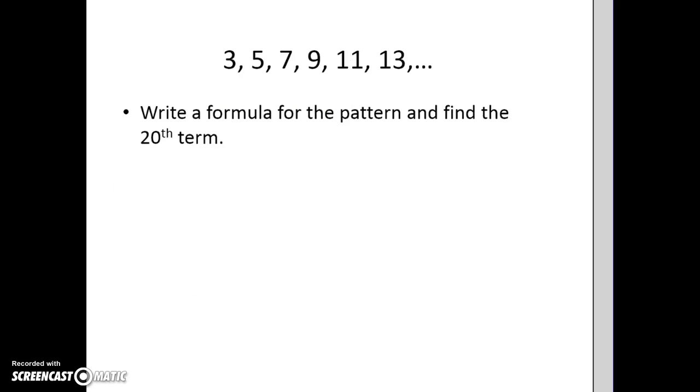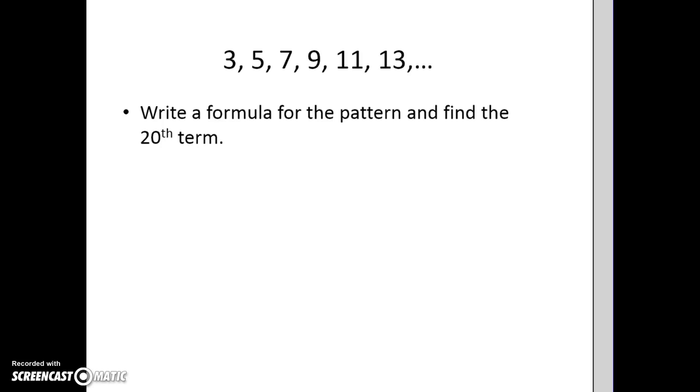So here's our first pattern to look at. We see we have 3, 5, 7, 9, 11, 13, and it continues. We're being asked to write a formula for the pattern and find the 20th term. So first of all, we need to determine, is this a pattern of either addition or subtraction?